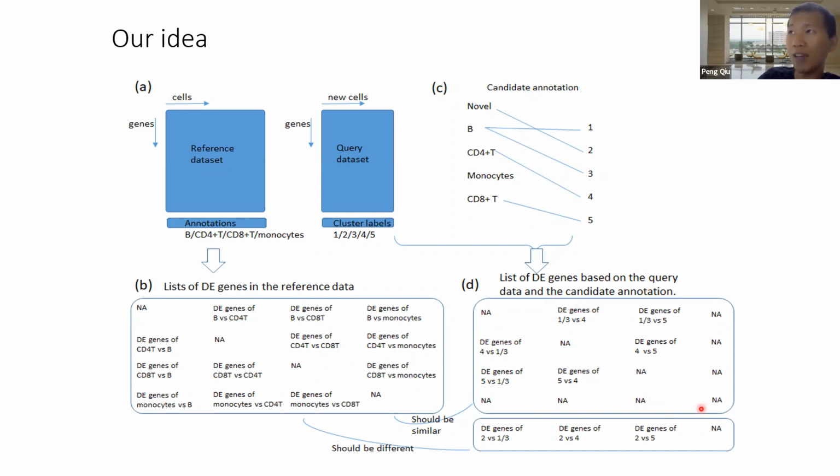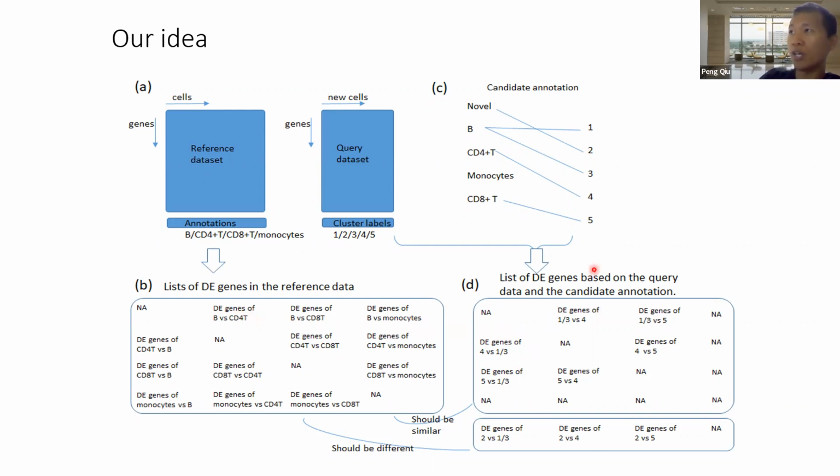And now, our idea is if this candidate annotation is really correct, if cluster 1 and 3 are really B cells and cluster 4 is really T cells, then the DE genes generated here would represent DE genes between B and CD4 T cells. And this list and this list, they should be highly similar to each other, right? So that's the key idea.